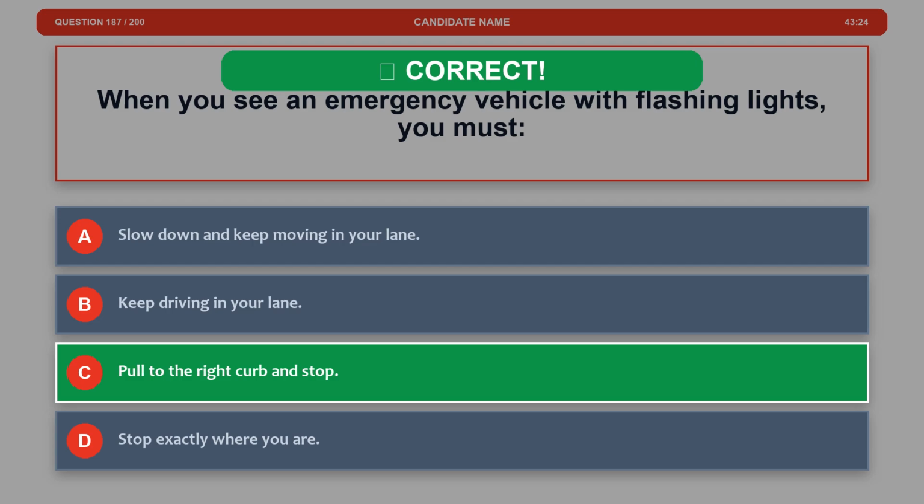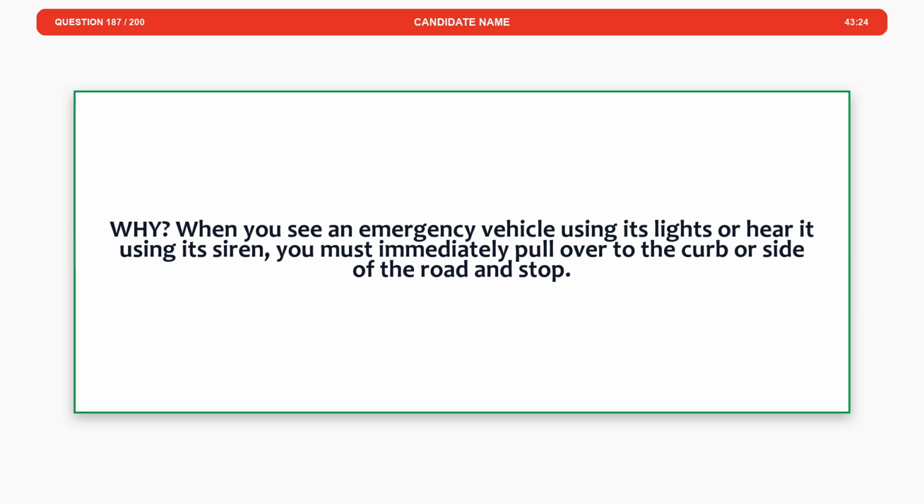The correct answer is option C. Pull to the right curb and stop. Explanation. When you see an emergency vehicle using its lights or hear it using its siren, you must immediately pull over to the curb or side of the road and stop.